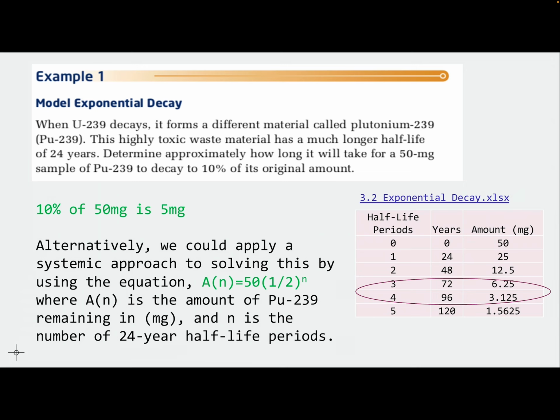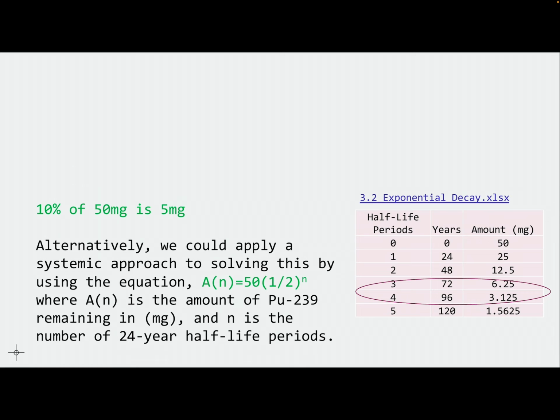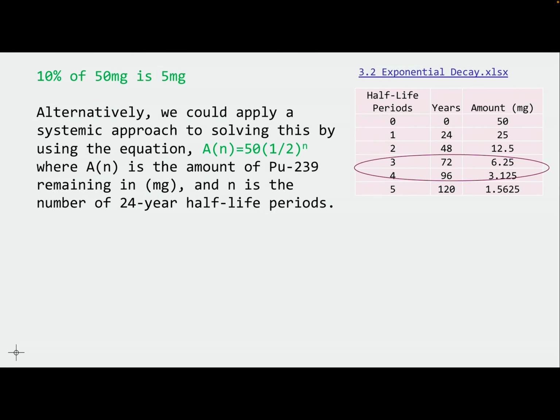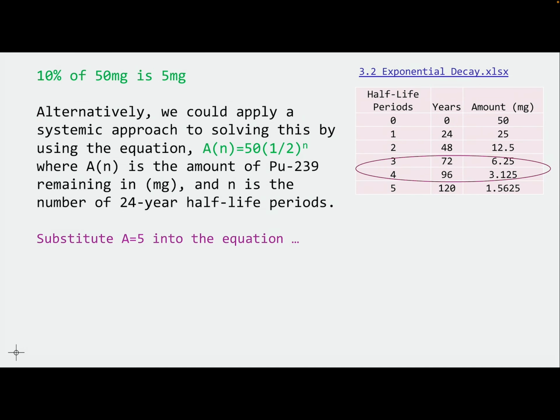So how does this help us? Well, if we're trying to figure out how long it takes to have just 5, we could substitute 5 into the equation. So we substitute 5 in for A_n, and we would have that equation there. Now we can try to simplify this in order to get a value for n. We can divide both sides by 50. So 5 over 50 equals a half to the exponent n.